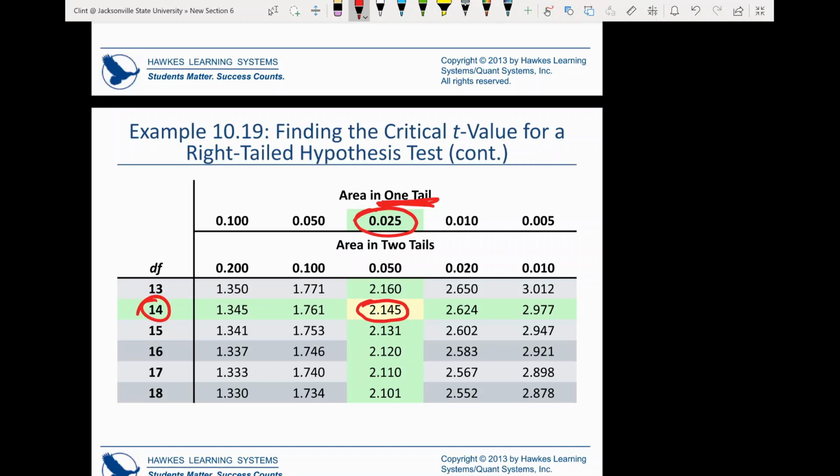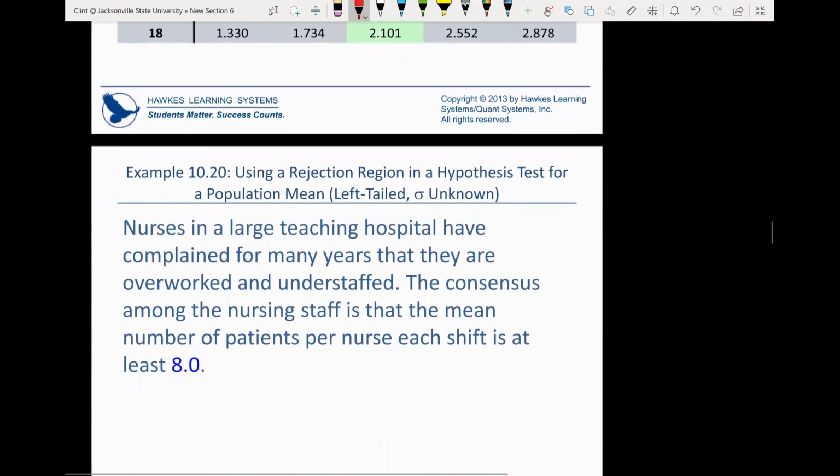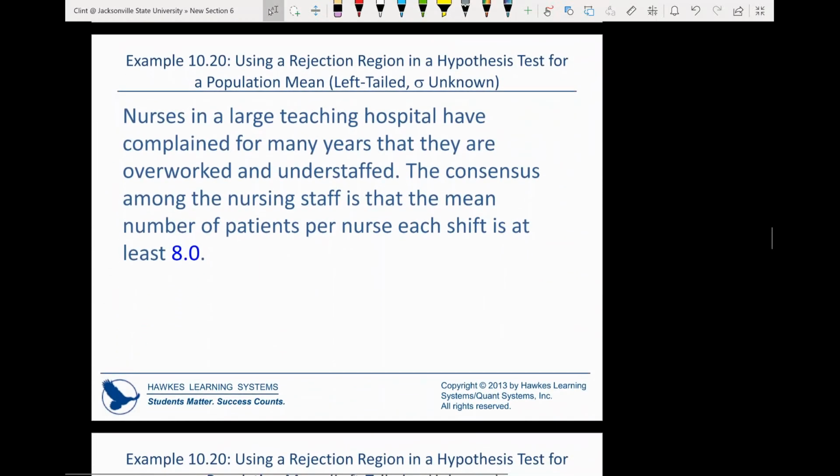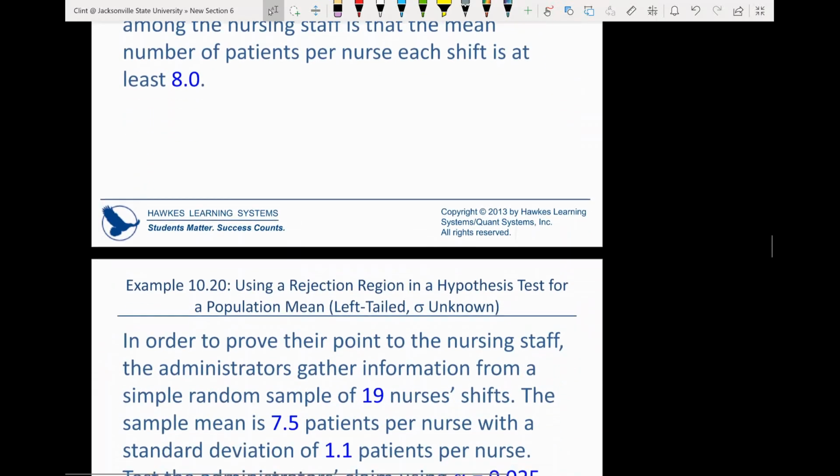Okay? All right, so let's do a hypothesis test. We're ready. Okay? Let's look at this one. This one's a little wordy, but we'll get through it. It says, nurses in a large teaching hospital have complained for many years that they are overworked and understaffed. The consensus among the nursing staff is that the mean number of patients per nurse each shift is at least 8. That's the nurses' claim there.